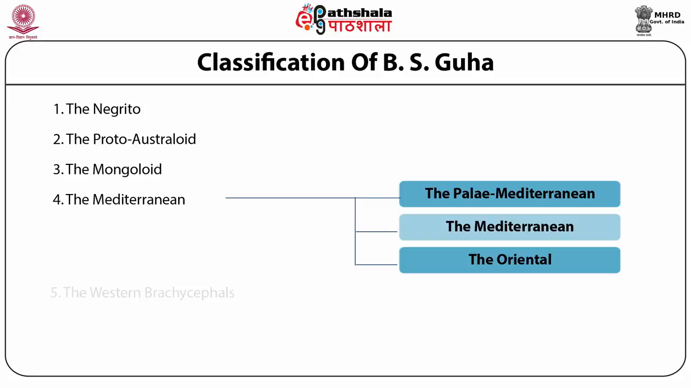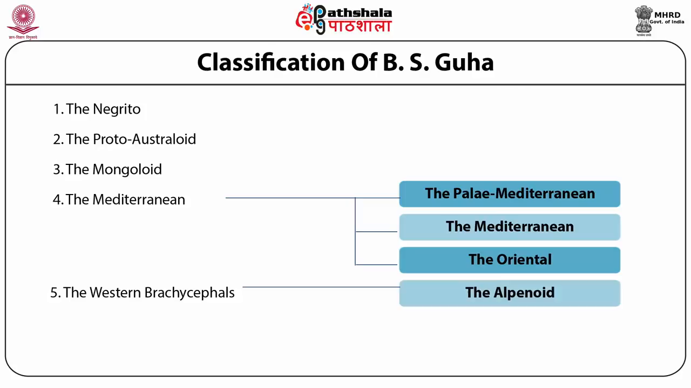Fifth type is the Western Brachycephaly. They have been divided into three types. The Alpinoids, characterized by broad nose with round occiput, prominent nose, medium stature, round face, skin color is light, hair on the face and body is abundant. Body is thickly set. Then Dinaric.